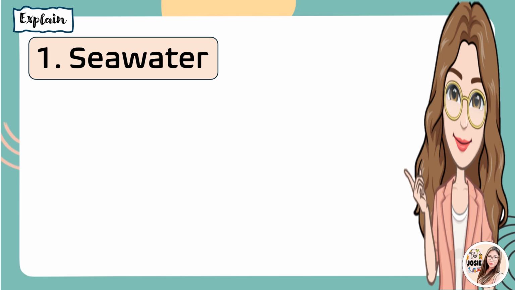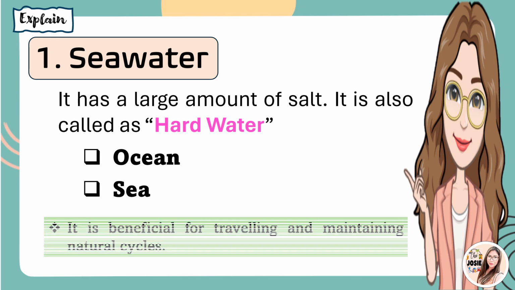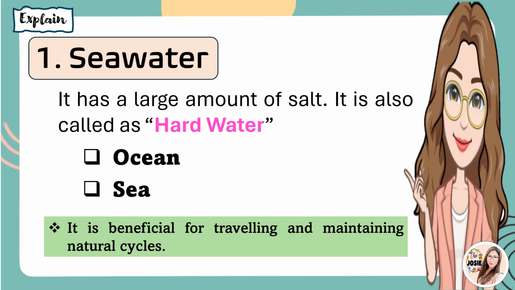When we say seawater, it has a large amount of salt. It is also called hard water. Examples of seawater, we have the ocean, which is the largest and widest body of seawater. Next is the sea. It is smaller than the ocean. This seawater is used for traveling and maintaining natural cycles. For examples of ocean, we have the Pacific Ocean. For the sea, we also have the Philippine Sea.